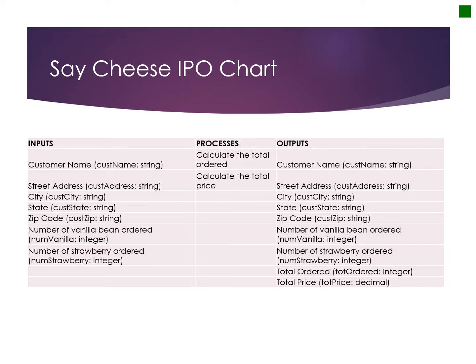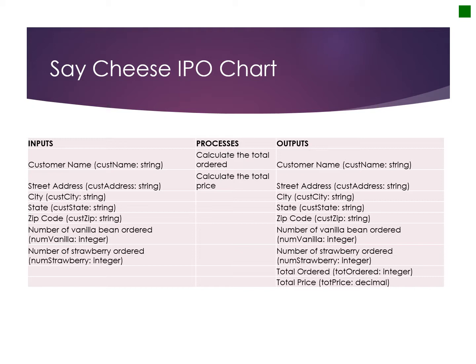Having identified the inputs, we will next take a look at the processes needed to transform those inputs to the desired outputs. The processes here are one, to calculate the total ordered, and two, to calculate the total price. So the first gives us the total number of pies in the order, and the second, the total bill.